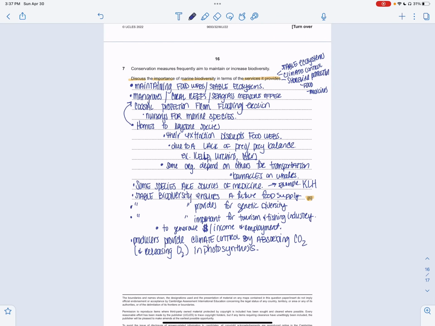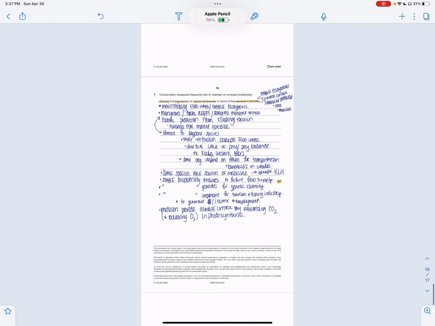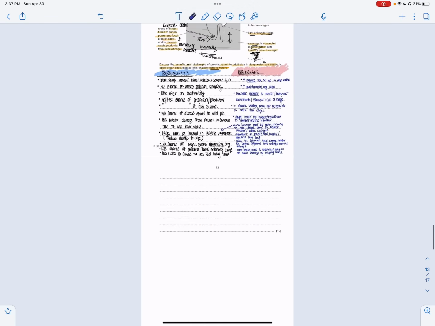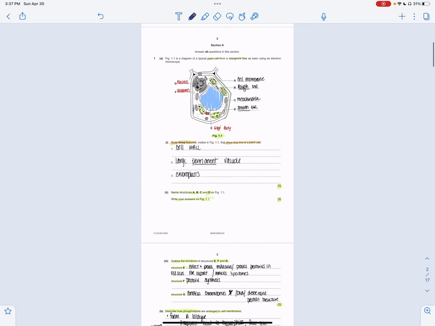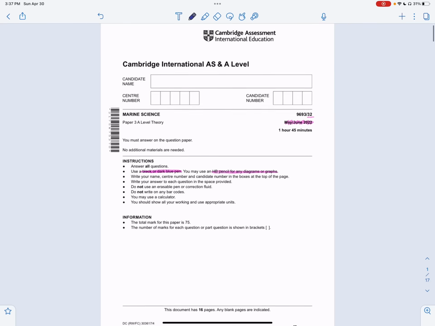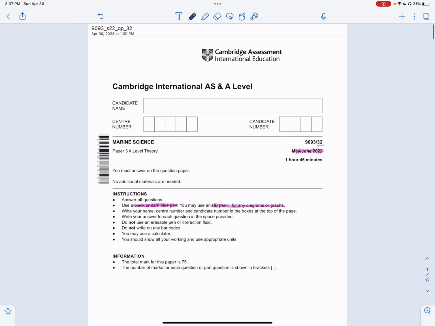All right, and so that is the full review of paper 3-2 from May/June 2022. The only thing they don't have in here is ram ventilation, pumped ventilation, and regulating osmotic concentration, so osmoregulation. That's the only thing else I don't see in here. It's possible it's on the October/November paper as well. Good luck tomorrow.